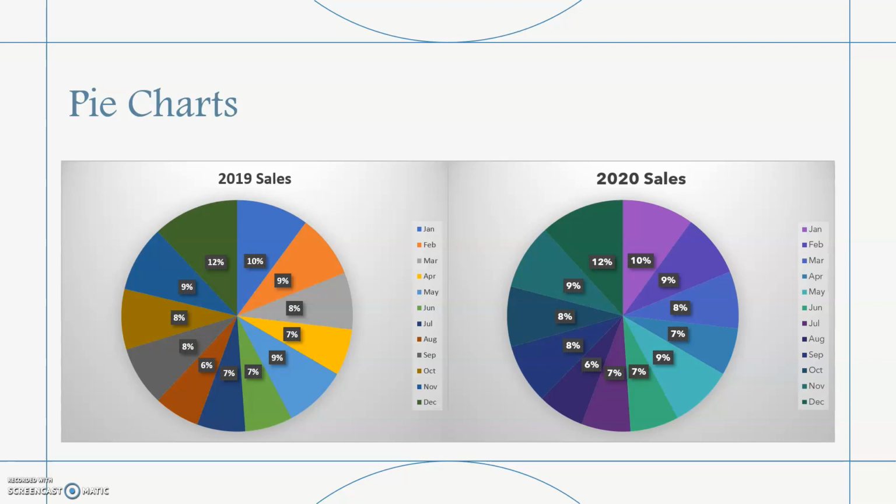Okay, first off we have the pie chart. So basically there's two pie charts here that show the sales data with percentage of data from each month. One shows the data percentage from 2019, the other one shows the data percentage from 2020. So the pie chart shows that the sales are a higher percentage in the winter months.